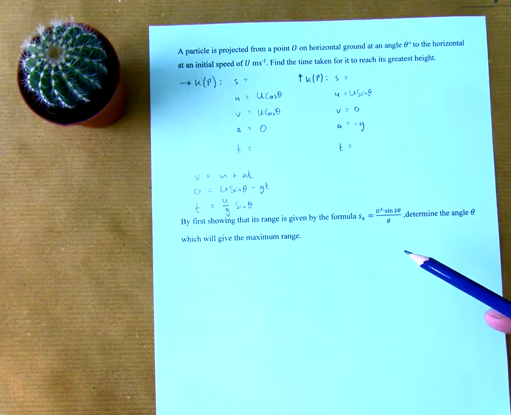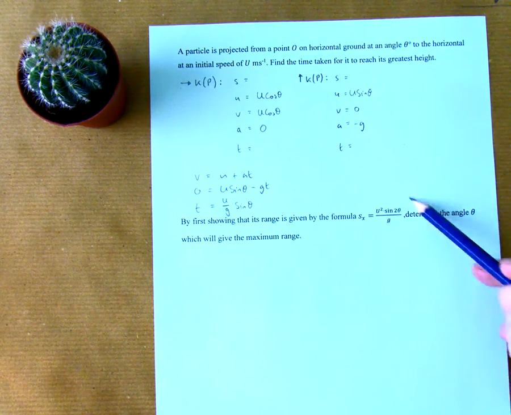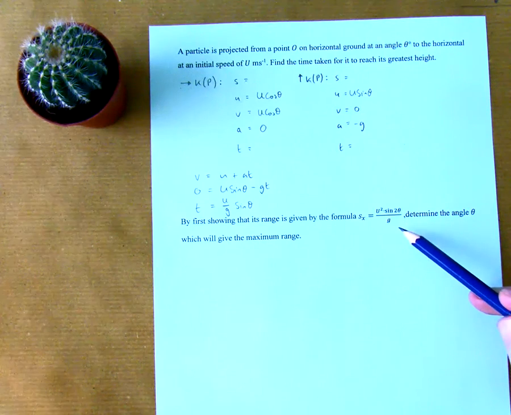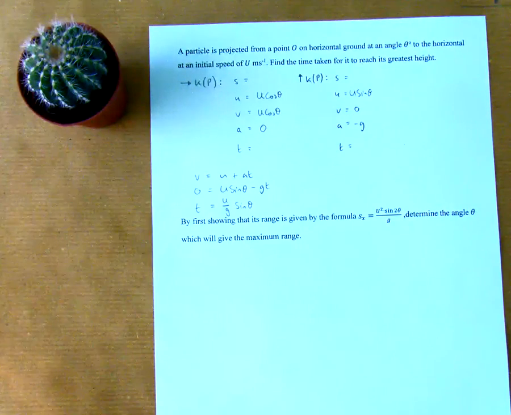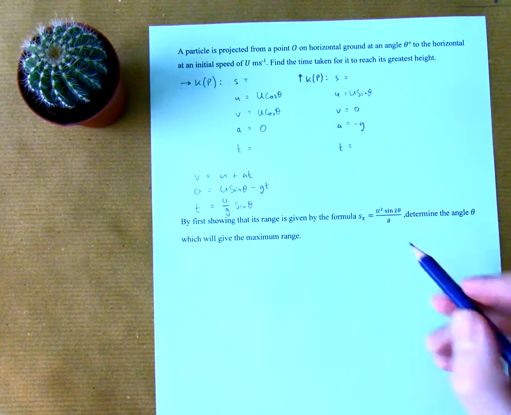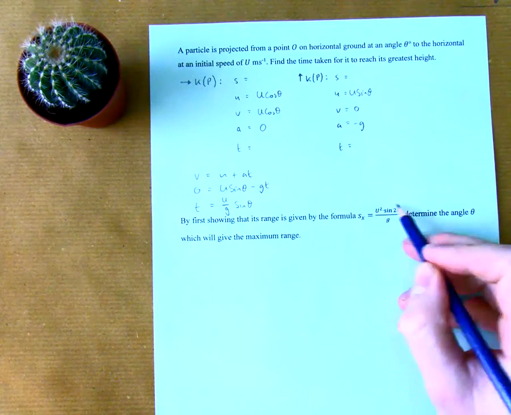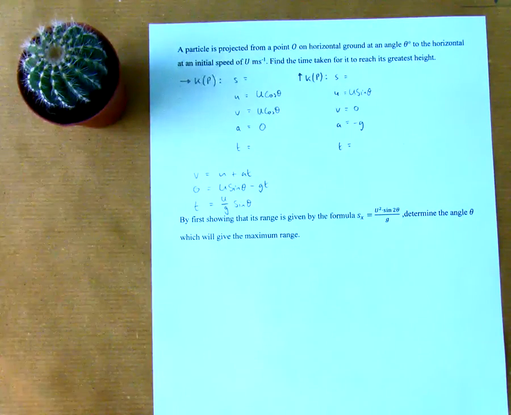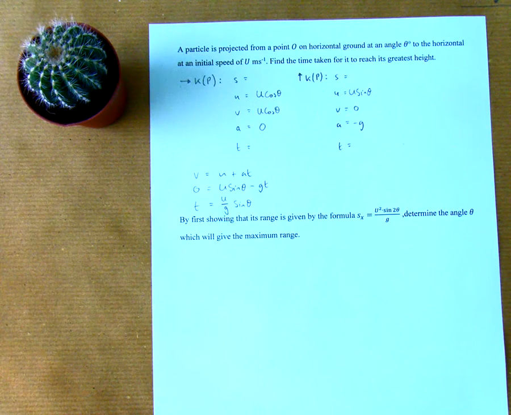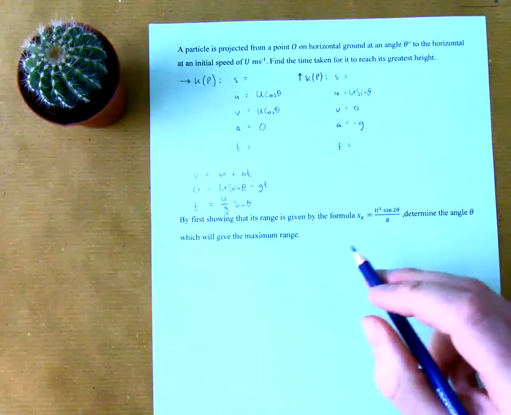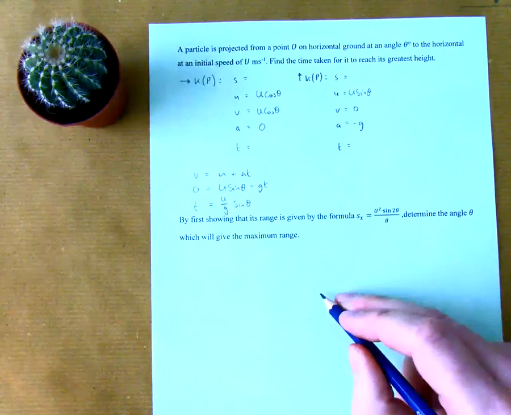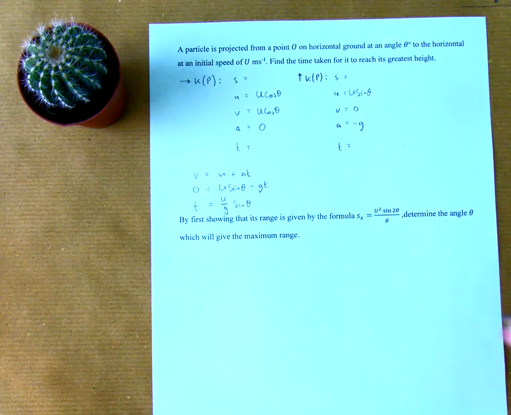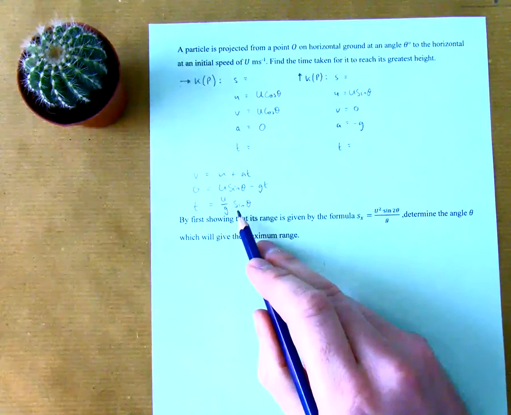By first showing that its range is given by the formula U squared sine 2 theta over g, determine the angle which will give the maximum possible range. So this is actually the third thing that you need to be able to derive. The second thing you need to be able to derive, we're going to use to derive this. We're looking at the range, the horizontal distance, so we're looking at the total flight, and that's going to be twice the flight of this.